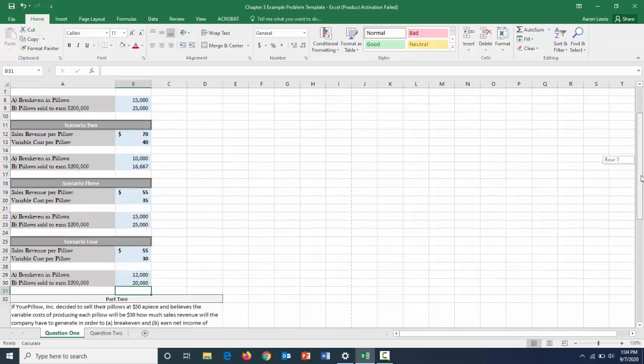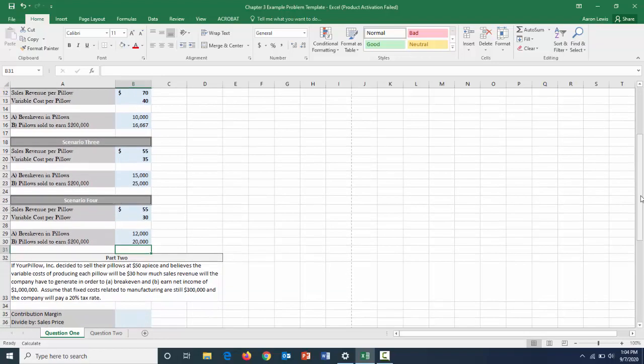In part 2 of this question, Your Pillow has decided to sell their pillows for $50 a piece, and they believe that the variable cost of producing each pillow is going to be $30. Well, how much sales revenue are they going to have to generate to break even and have net, not operating, but net income of $1 million? We are going to assume that fixed costs related to manufacturing are still $300,000, and that this company is going to pay a 20% tax rate.